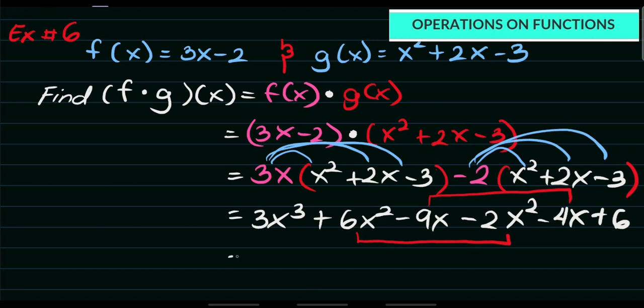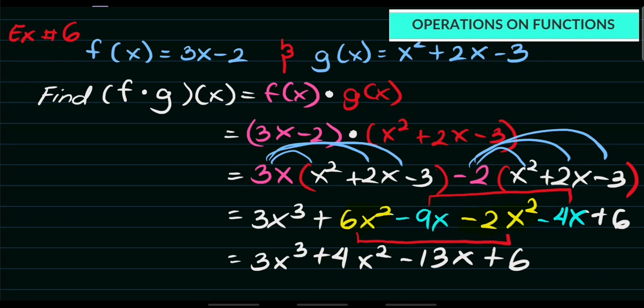Therefore, the final answer, we have 3x cubed, 3x raised to 3, and then positive 6x squared minus, so let's consider the preceding term, minus 2x squared. So, that is equals to positive 4x squared, followed by negative 9x minus 4x. So, negative 9x minus 4x, that is equals to negative 13x. And then, don't forget to copy the remaining term, which is plus 6. And that's it. So, that is the final answer.